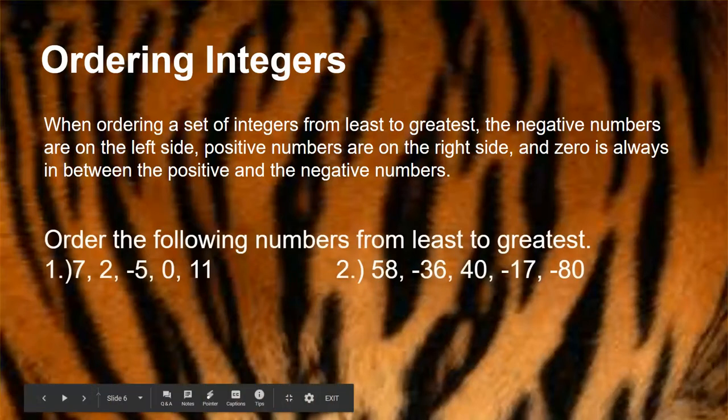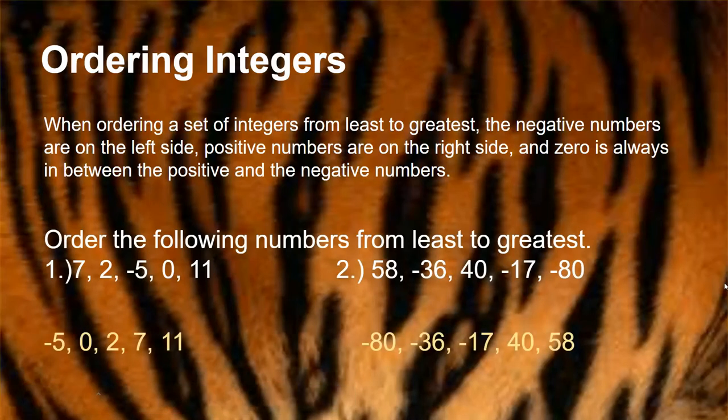So, if we look at number 1, there is one negative number, which is -5. Then there are no other negative numbers, so 0 would come next. And then just go in order with all of the positives, 2, 7, 11.